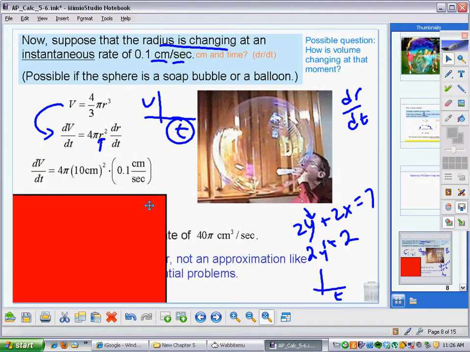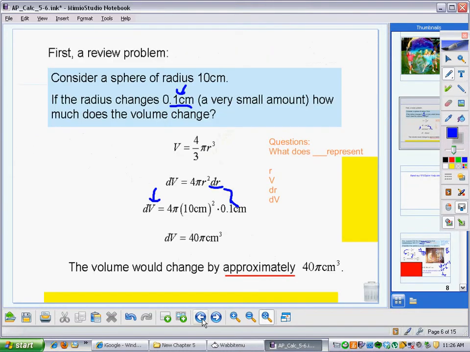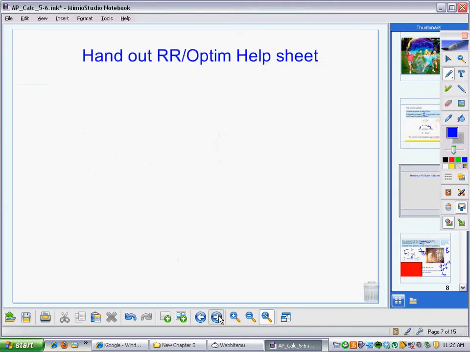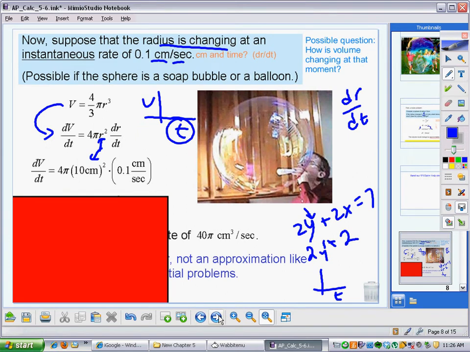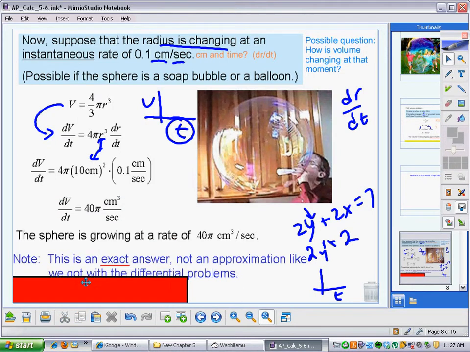And then you start plugging in your stuff. Okay? Where do I get the 4 from? Right there. Where do I get the pi from? Right there. Where do I get the 10 from? What's the original problem 2 pages back? Okay, so let's go back. 2 pages back, consider a sphere. That's the starting radius. Okay, so you need to put that in there for r. Now, where does this come from? Because this is a change in the radius over time. And then you just solve for your dv, because the question was asking you how does the volume change.